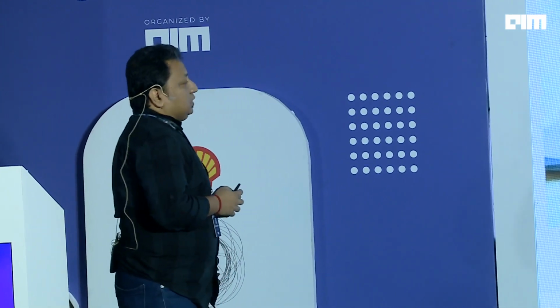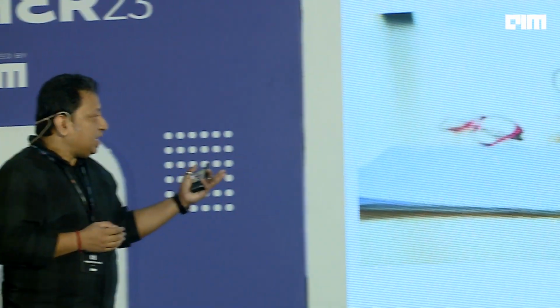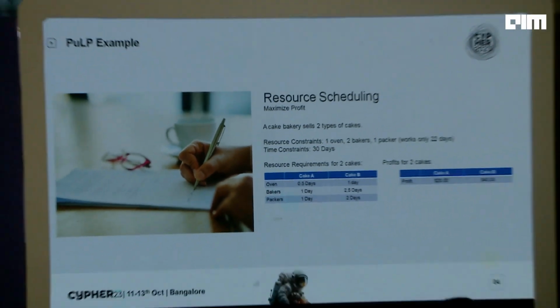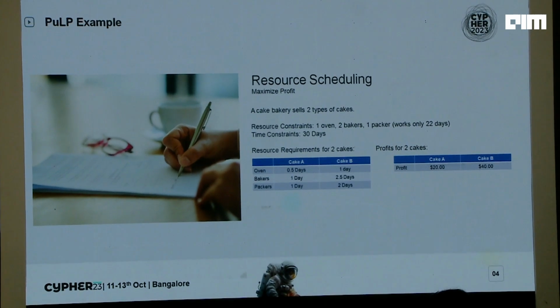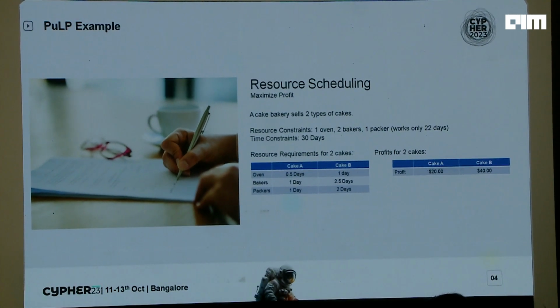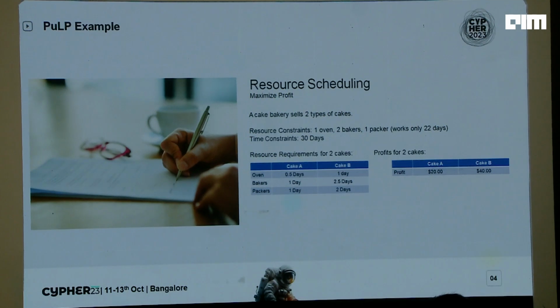You have the resources available, 2 bakers, 1 packer, and 1 oven, and you have to optimize how many cakes you will bake so that you have maximum profit. You can see that cake A takes 0.5 days of the oven, and cake B takes 1 day. Similarly for the bakers and packers. The bakers would use 1 day or 2.5 days for the 2 types of cakes. Packers, similar, 1 day and 2 days. So cake B is obviously the one which requires higher resources.